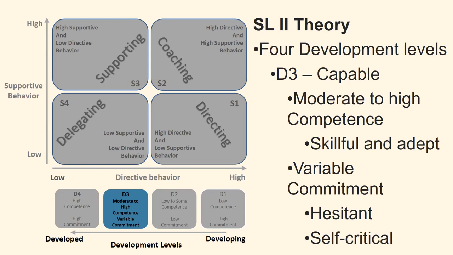Development level 3. The employee is a capable but cautious contributor. The employee has moderate to high competence. The employee demonstrates competence and experience. The employee makes productive contributions. The employee is generally skillful and adept. The employee has variable commitment. The employee is sometimes hesitant. The employee is not always confident and has a tendency of being self-critical. The employee may also be bored or apathetic.